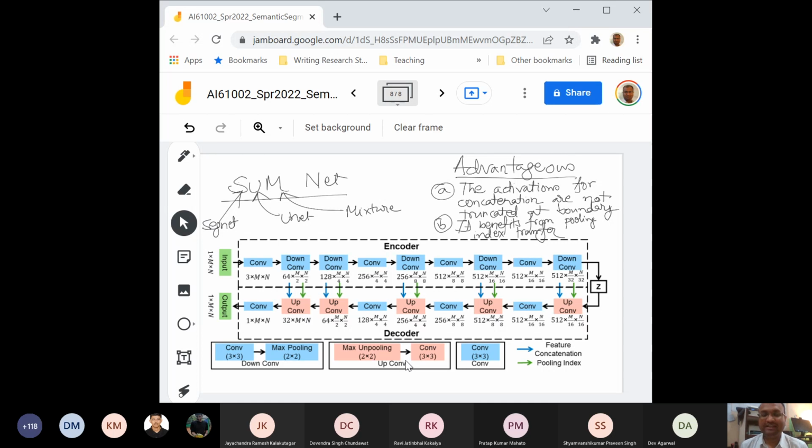So find out how truncation is happening over there, and within this one, find out if any truncation is happening. The border part of the space gets truncated in the case of a UNet. Here it doesn't. Just find it out.